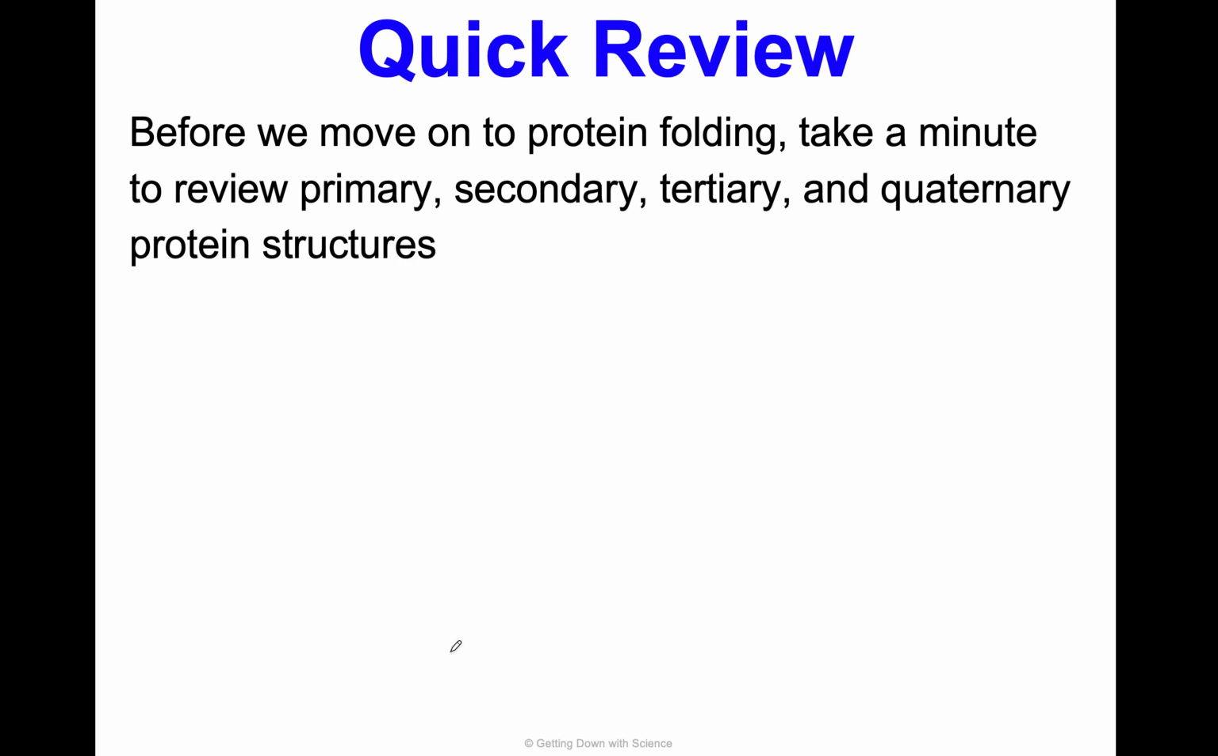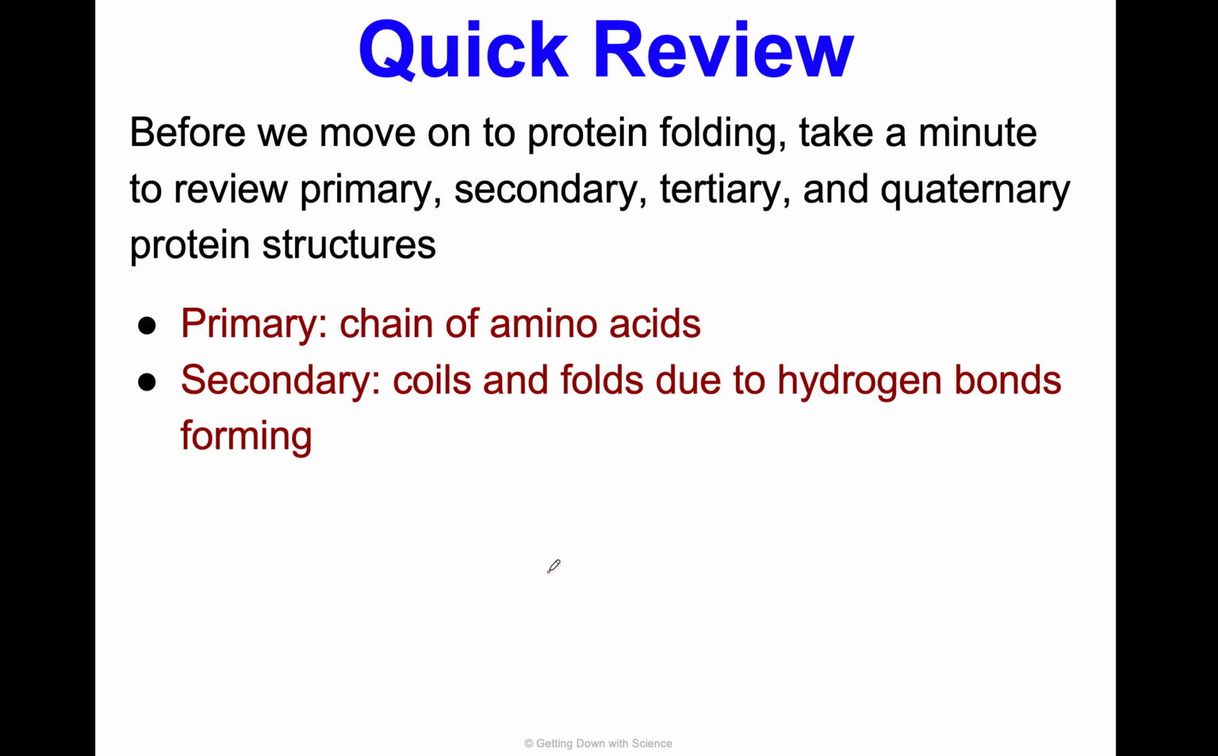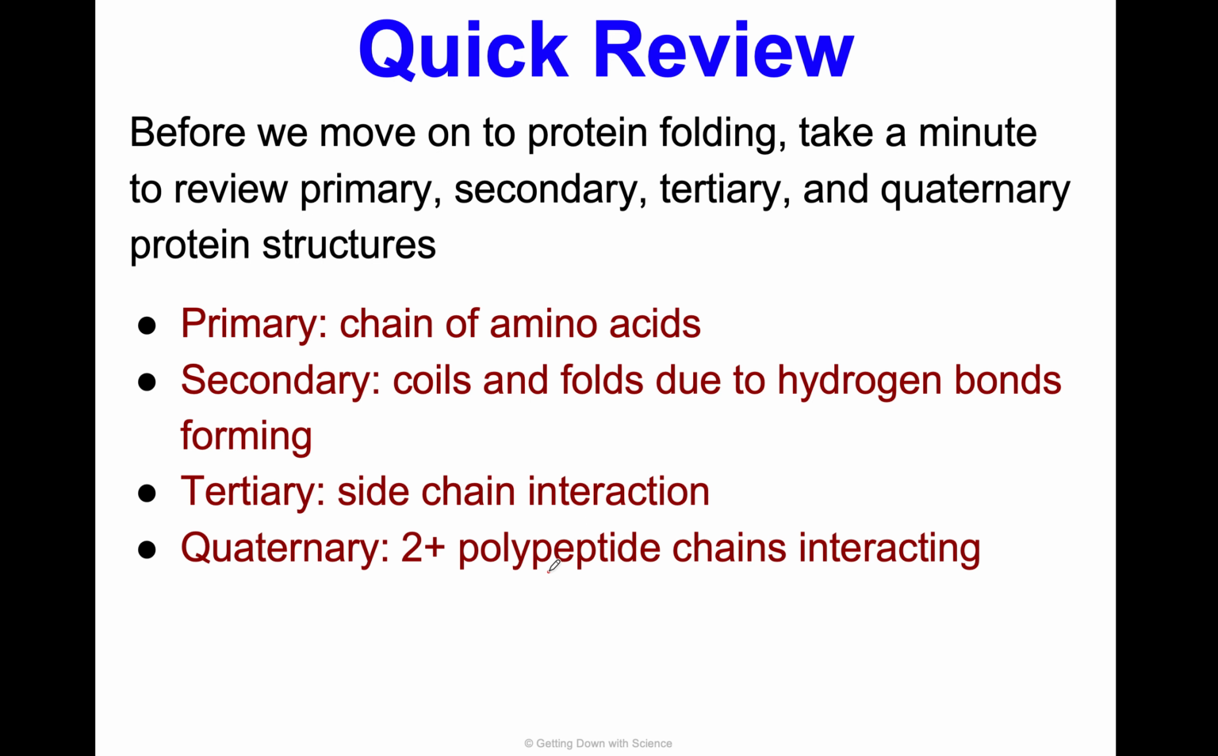Quick review. Before we move on to protein folding, take a minute. Do you remember this? Primary, secondary, those side chain interactions, tertiary and quaternary protein structures. Yeah, you think unit 1 and 2 are going away? Never will. Primary is the chain of amino acids. Secondary, it folds and coils due to hydrogen bonds. Tertiary is the side chains. And quaternary is 2 or more polypeptides interacting.